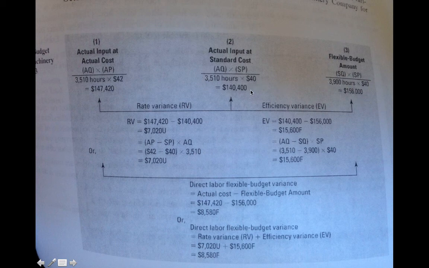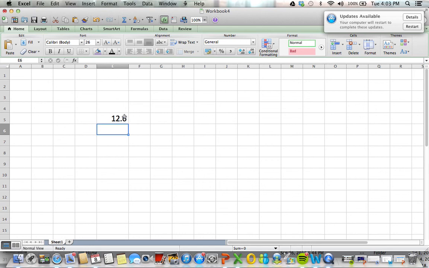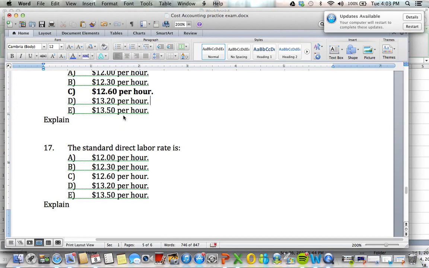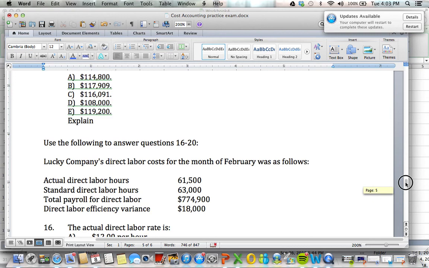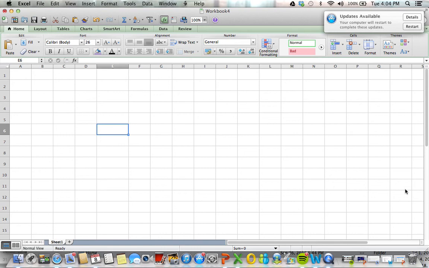Now we do have the standard quantity. We do have even the actual quantity, right? And we have the efficiency variance also. So it's like we have this 15, this is a perfect example. We have the 15, we have these 2 hours. What we're looking for is the rate. So the way I would solve for it is, they're saying that the direct labor efficiency variance is 18, right? So we have this negative 18 here. And what is that negative 18 equal to?